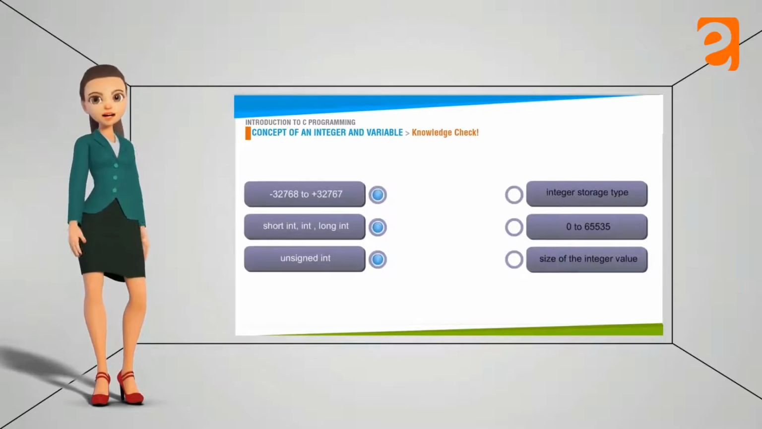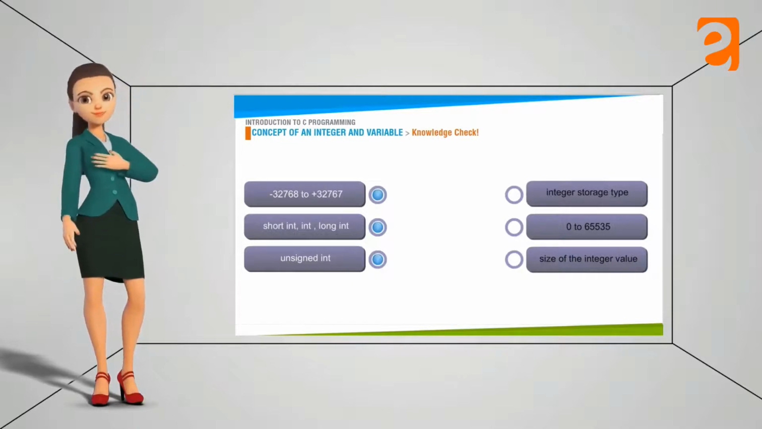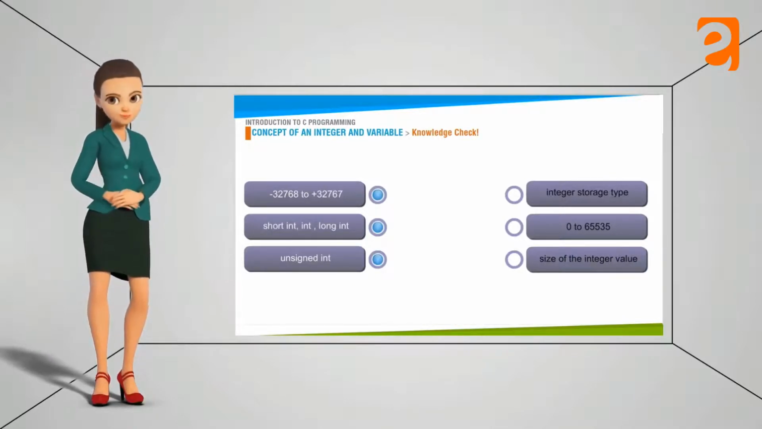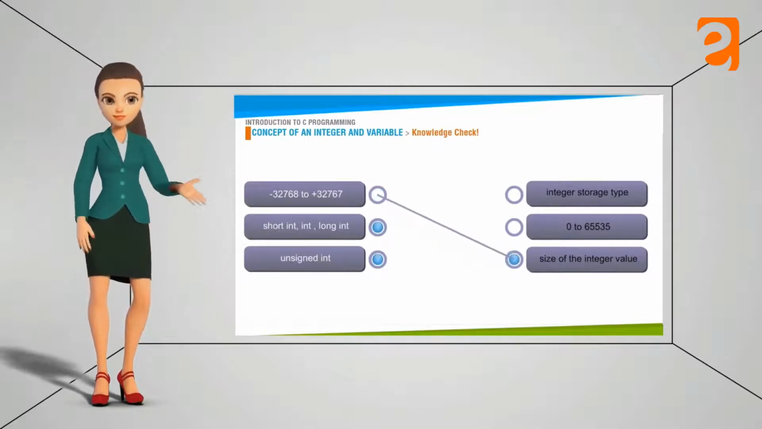Given here are two columns with 3 tabs each. Your job is to match the column on the left with the right. The correct answers are displayed on the screen.